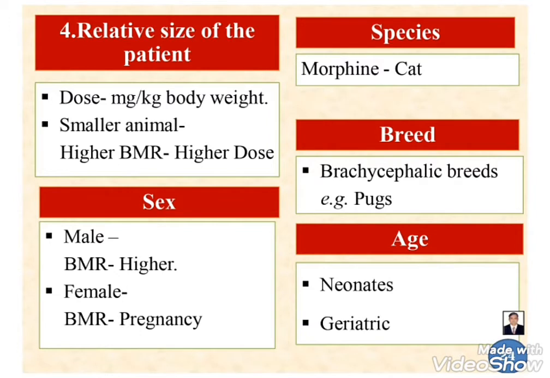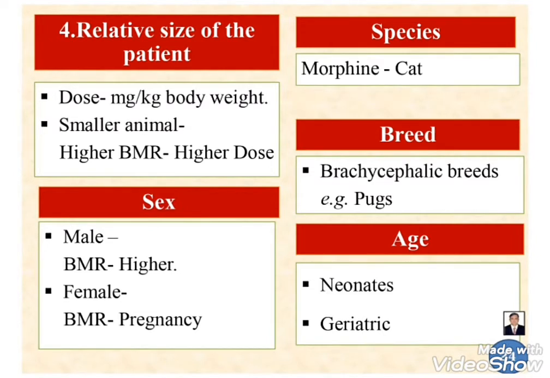Then, considering the breed of animals, breed plays a very good role in anesthesia, and certain breeds are very risky regarding anesthesia. For example, brachycephalic breeds like bulldogs and pugs. The pug is famous all over the world, but these animals are extremely prone to airway obstruction. It is a very risky breed regarding anesthesia.